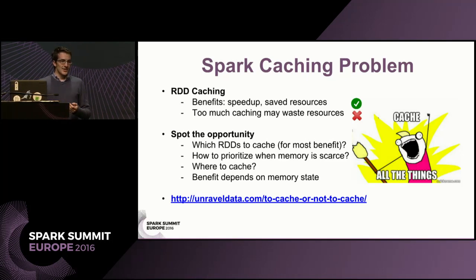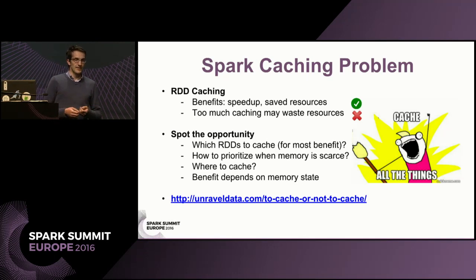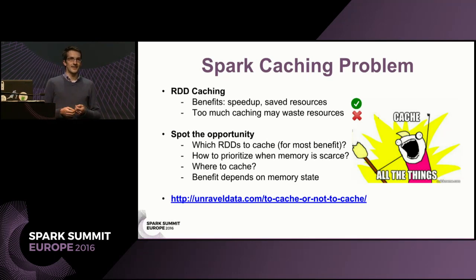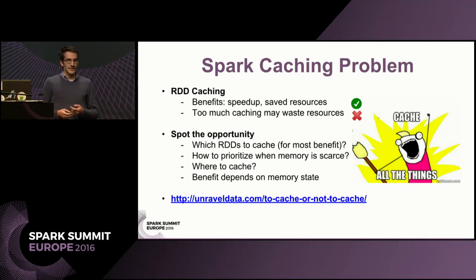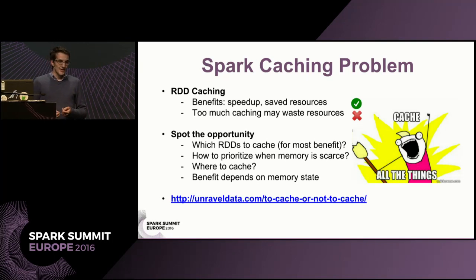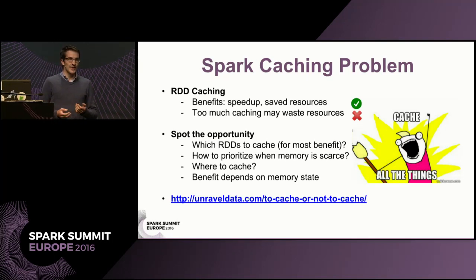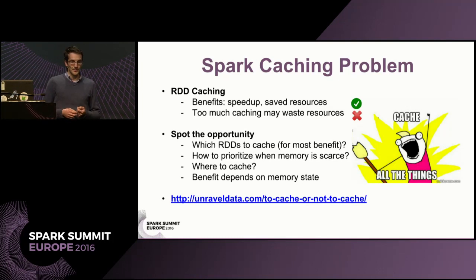There are many challenges that DevOps face today, and there are questions that are hard to answer. Which RDD should we cache in the first place, where to cache it, what policy to use? The benefit really depends on the memory state of the block managers. So it's really a challenge to figure out how to prioritize among RDDs.